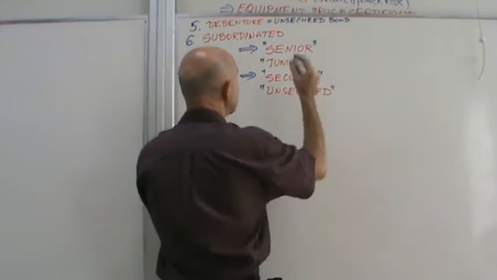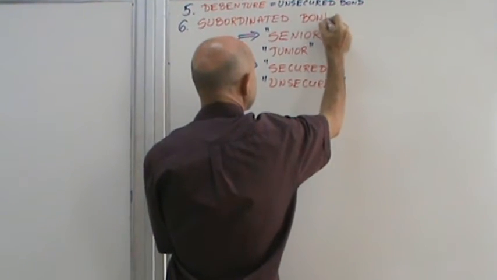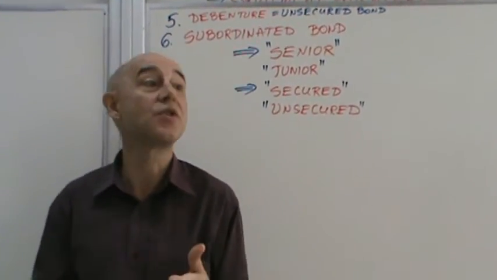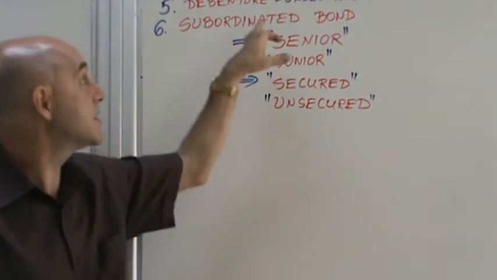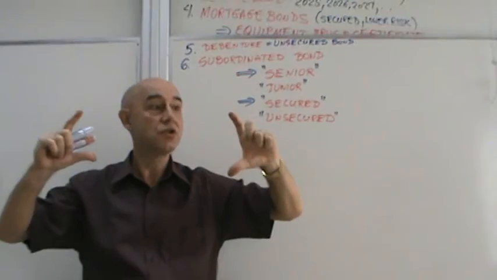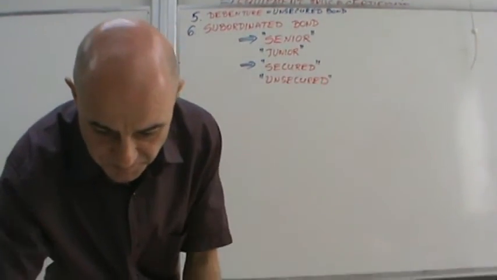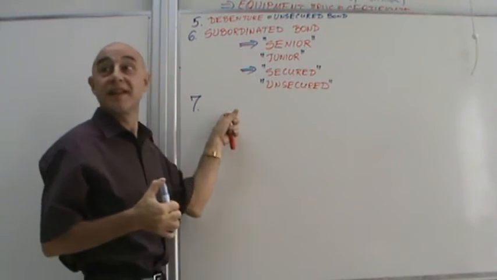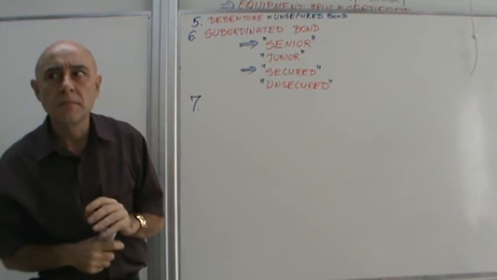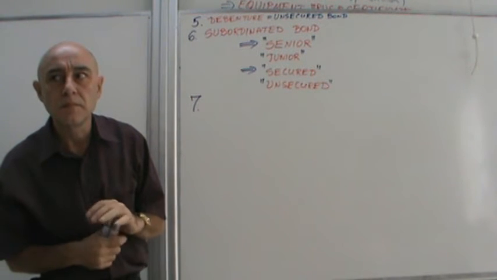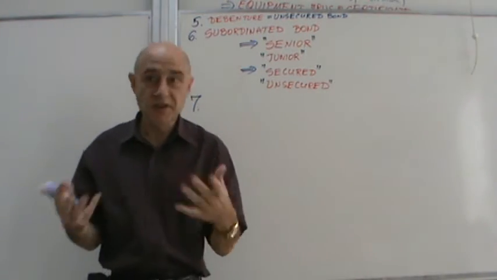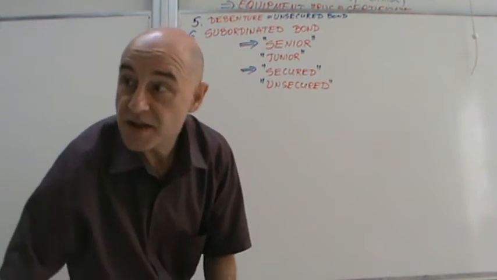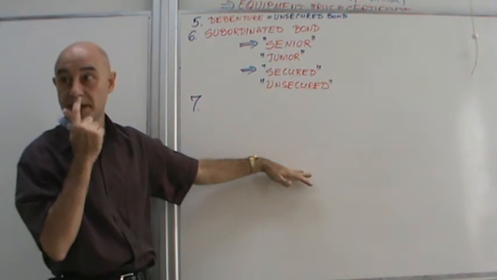Subordinated bond, and it is the same as subordinated debt. Debt is just a loan, and the bond is a loan with a particular document. So, next one will be number seven. We can call it either subordinated bond or subordinated debt. If it's a general debt, it is a debt. A bond is a special type of debt with a certificate and all the characteristics that we study.